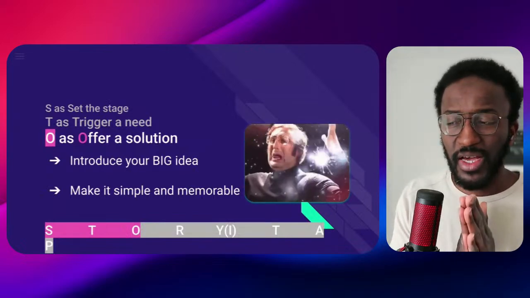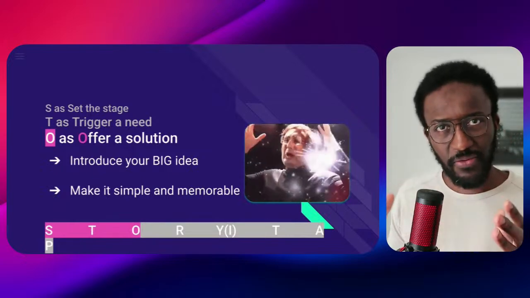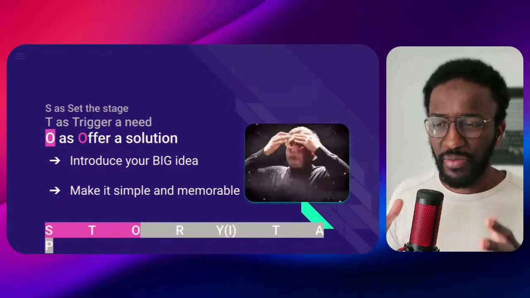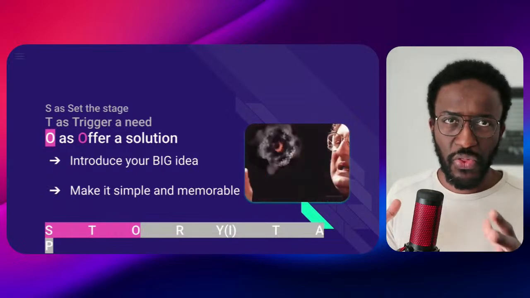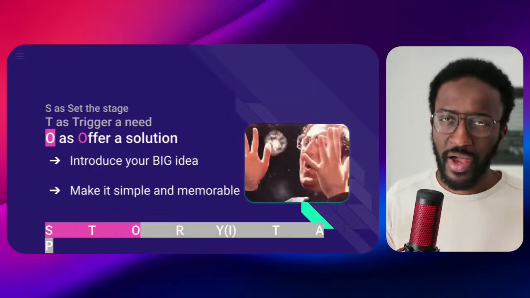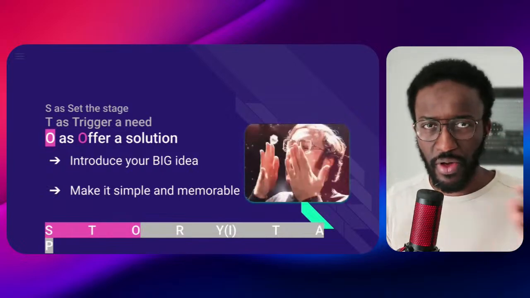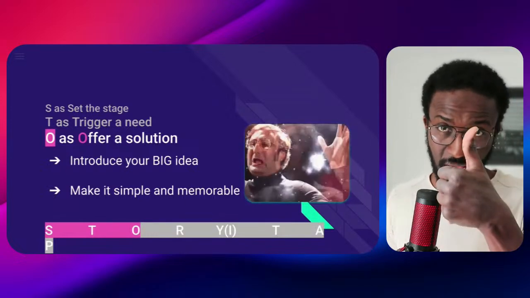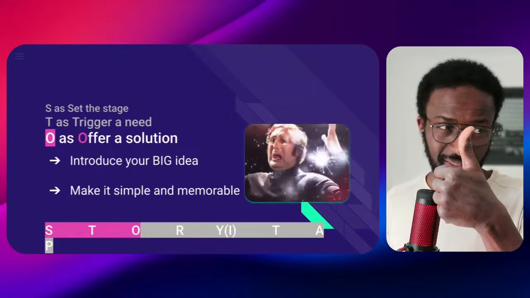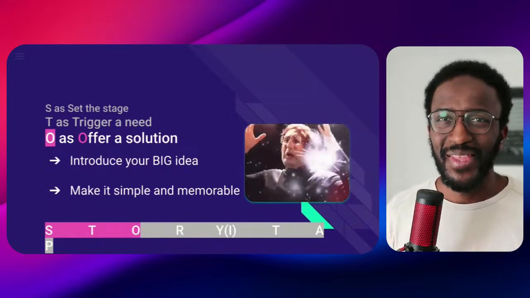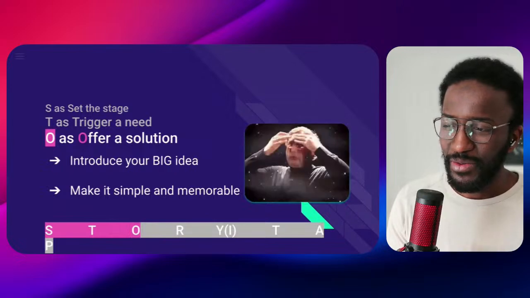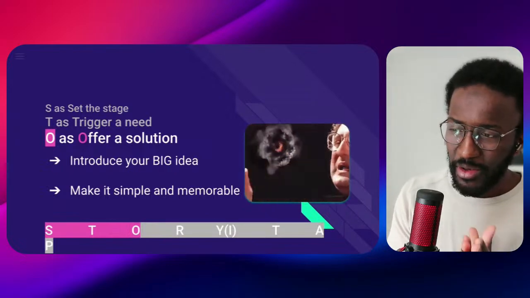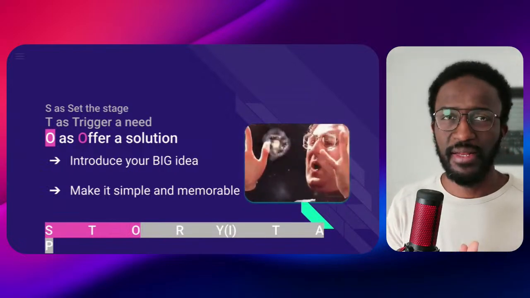This is where you introduce your big idea if you are telling a story, and you have to make it simple and memorable. This is where you will share your why. You have the golden circle from Simon Sinek. Simon, if you are watching this, feel free to like the video, hit the like button. So this is where you introduce your why, your big idea. You have to make it simple and memorable.